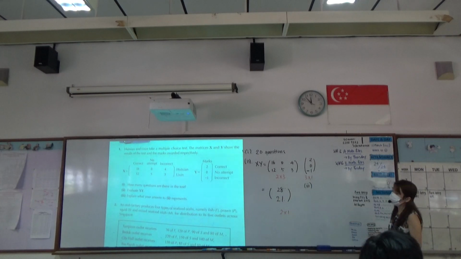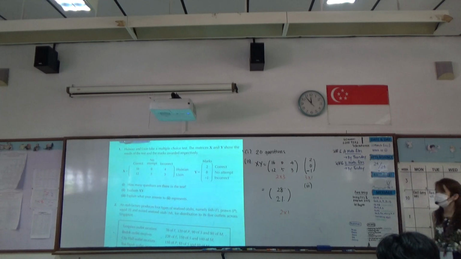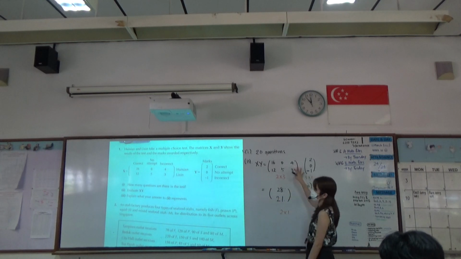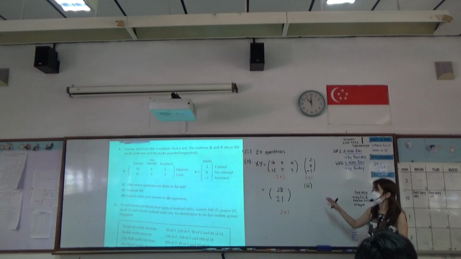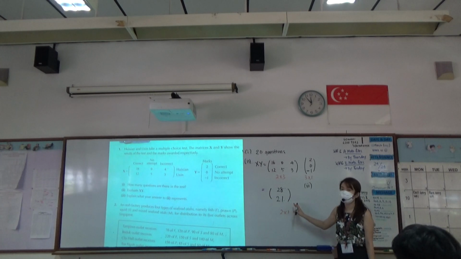Now let's look at part 3. It asks to explain what your answer to part 2 represents. So looking at this matrix that we got and understanding how we went about doing the calculation, we can try to figure out what the elements in this matrix actually represent.